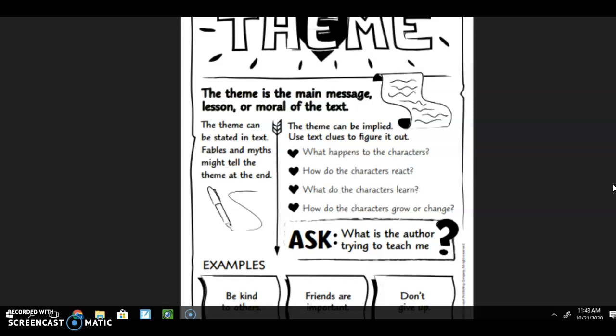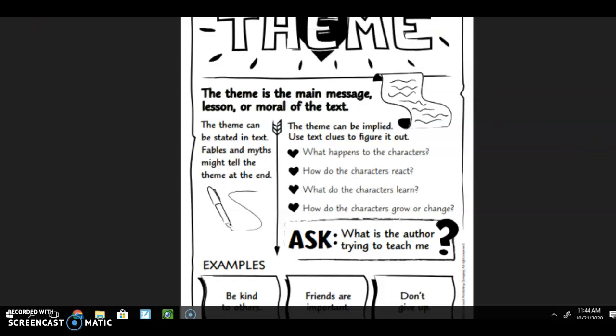The clues you might use might be, what happens to the characters? How do the characters react? What do the characters learn? How do the characters grow or change? And what is the author trying to teach me? Some examples of themes in stories are, be kind to others, friends are important, or don't give up. I also think of things like fables, like Aesop's fables with the ant and the grasshopper. All those little ants were working so hard and the grasshopper was just being lazy. The theme of that story was work hard so you're prepared.